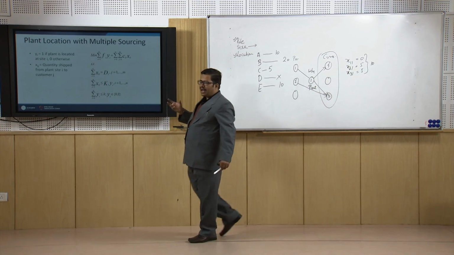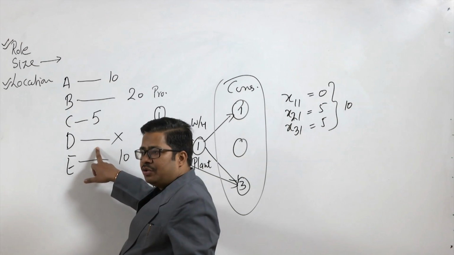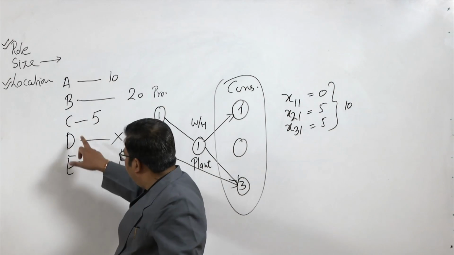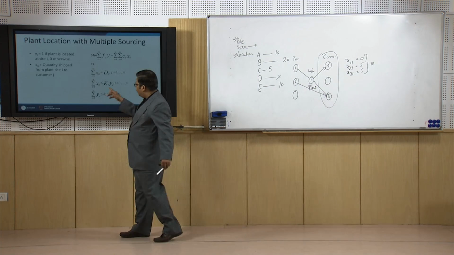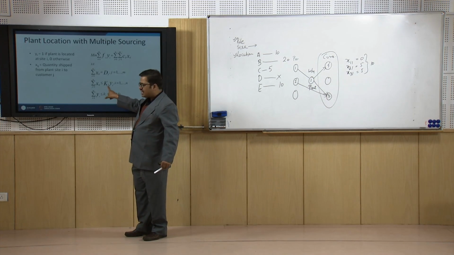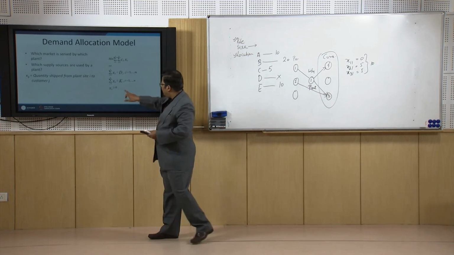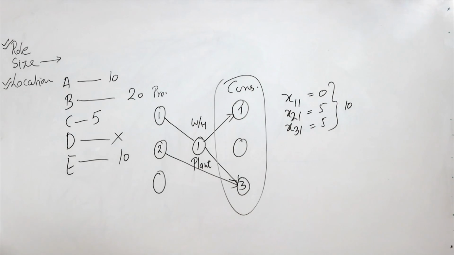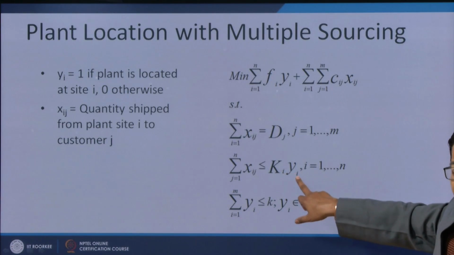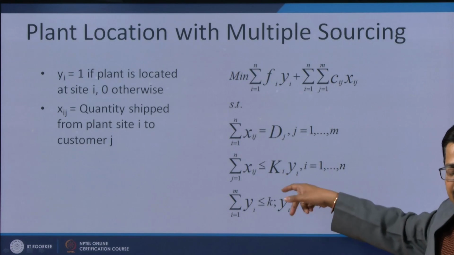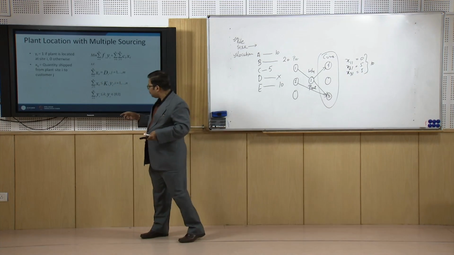So to take care of that issue, because if at a location there is no plant, you cannot supply anything from that location, we have multiplied the right hand side of this constraint. If you see the earlier slide, it is only Ki, but now in this case it is Ki into Yi, so that this Ki will only be operative if a plant is there, otherwise it will not.